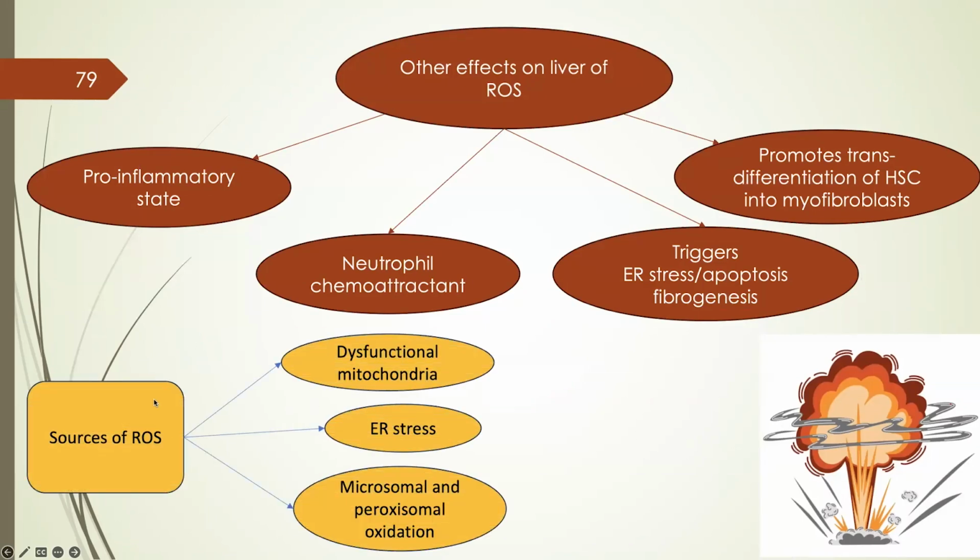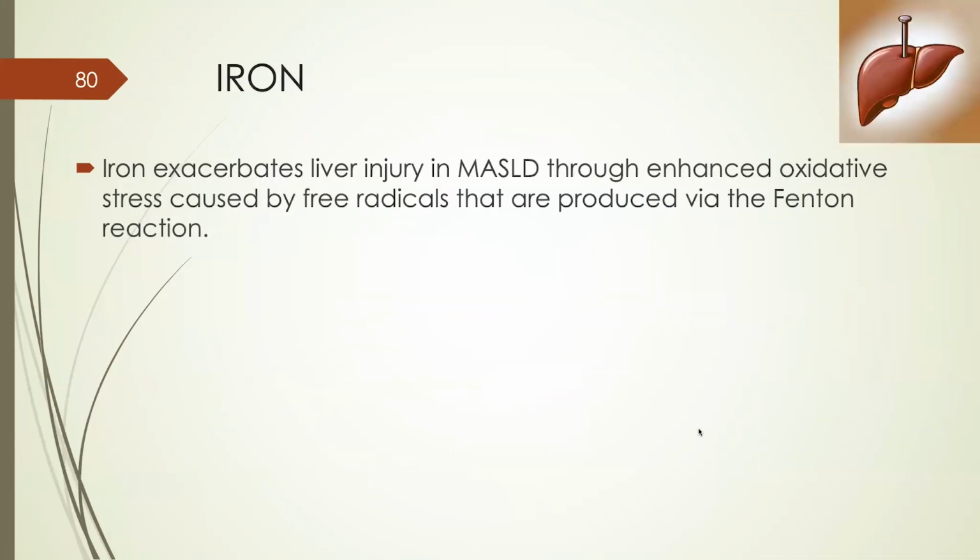In fact, ROS also have other disgruntling changes within the liver, and these ROS do come from dysfunctional mitochondria, because of the occurrence of endoplasmic reticulum stress, and because microsomal and peroxisomal oxidation is not able to tackle so much of the reactive oxygen species. All these lead to stimulation of the endoplasmic reticulum stress as well as the activation of the pro-inflammatory cytokines.